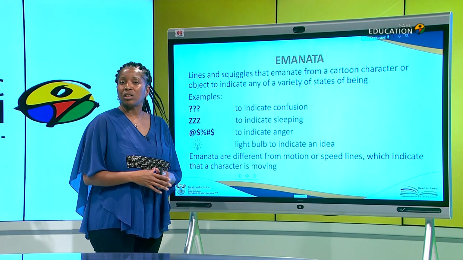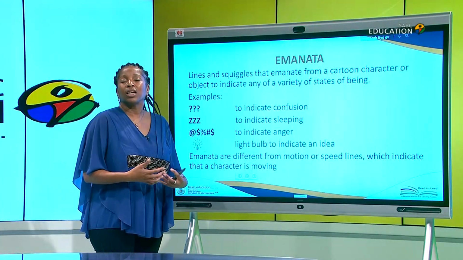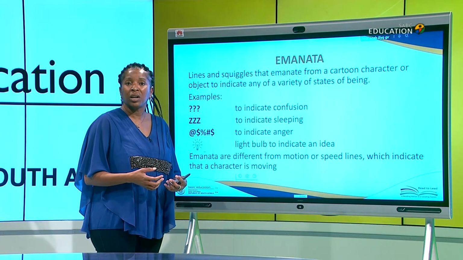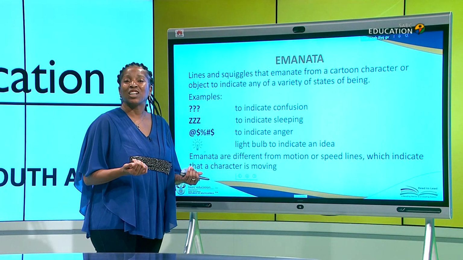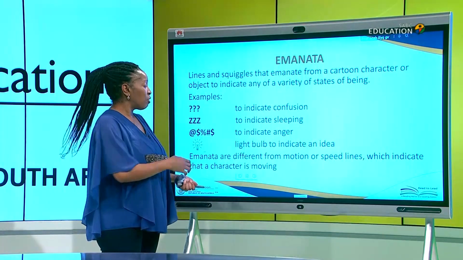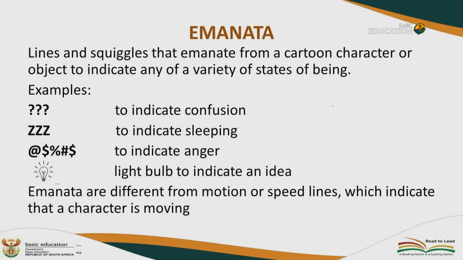And then little squiggles. These are used to indicate that somebody is very angry, and so we cannot decipher the exact words that they are using. Therefore, the cartoonist will write them as these little squiggles. But then, some of these squiggles go further to suggest not only frustration, but that somebody is swearing. And then we've got the next emanata, the light bulb. If you see the light bulb, it means maybe somebody has a great plan or a great idea. You say, "Eureka, I've got a plan."